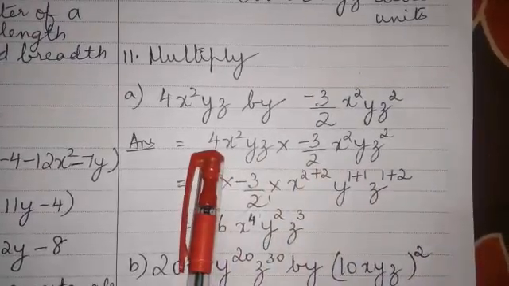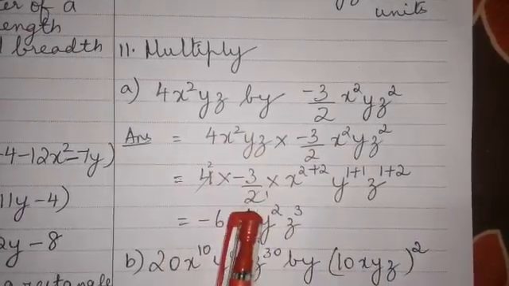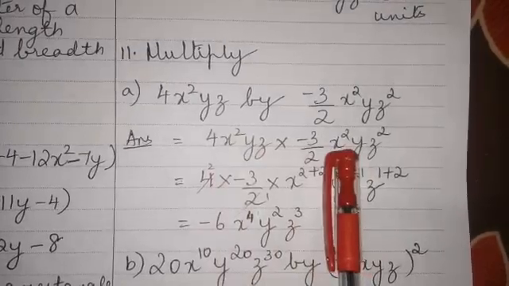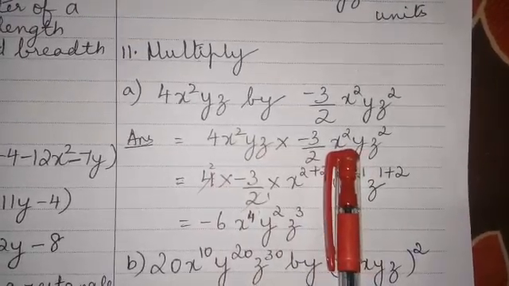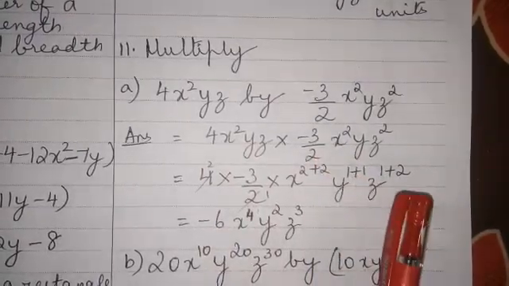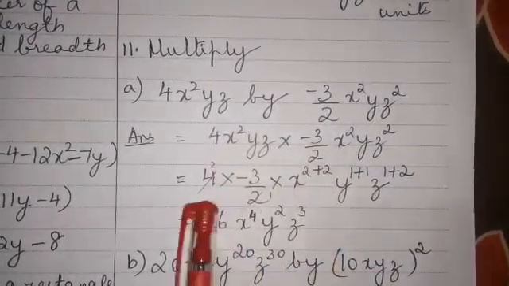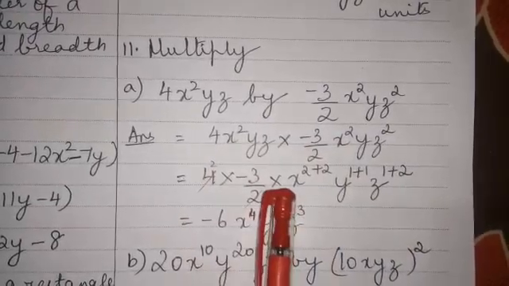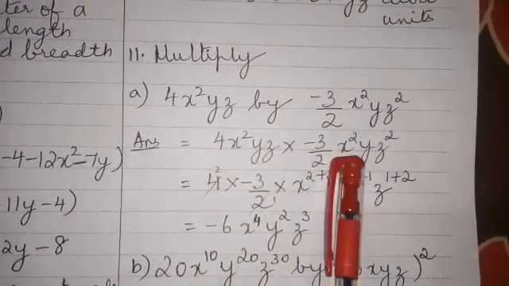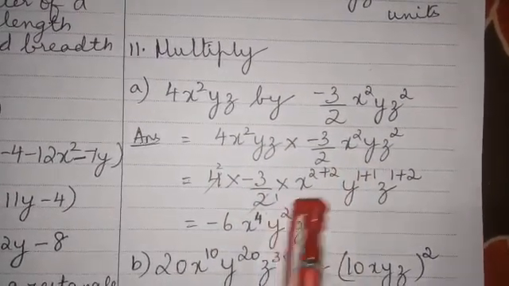So how do we multiply? Multiply the numbers. 4 into minus 3 by 2. See that here? 4 into minus 3 by 2. Then how do you multiply x² and x²? Recall from exponents. When bases are same and it's multiplication, we add the powers. Correct? So see here, first 4 into minus 3 by 2. That's what you see here. Into x² into x². So write the base x and add the powers 2 plus 2.